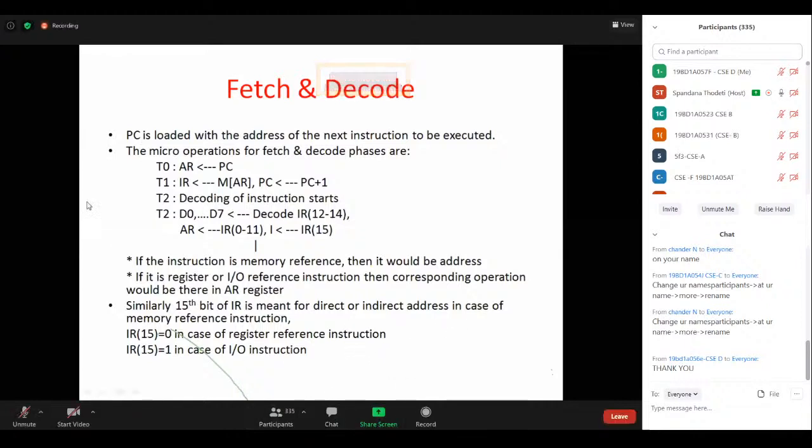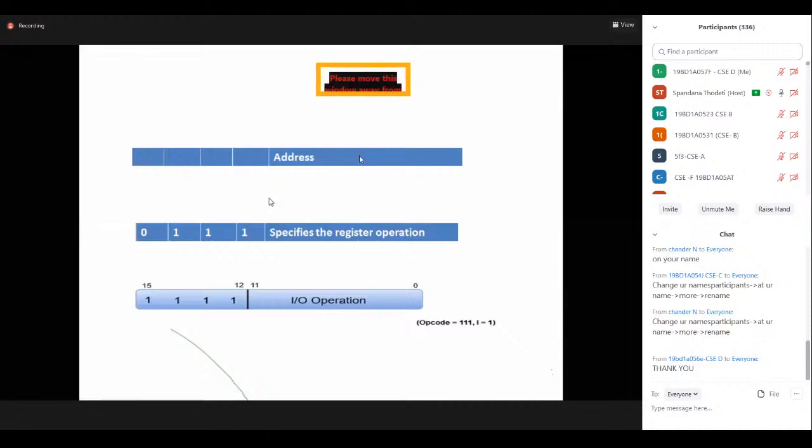Next, in the same way, assume that it is a register reference or an IO instruction. Just see this instruction format for register reference and IO instruction. You know that for register reference instruction, these 4 bits were fixed, right? 0, 111 is fixed, and 0 to 11 bits specify the type of the register reference instruction. In the same way, if it is an IO instruction, then these 4 bits are fixed. What are those values? 1, 111, and these 11 bits specify the type of the IO operation.